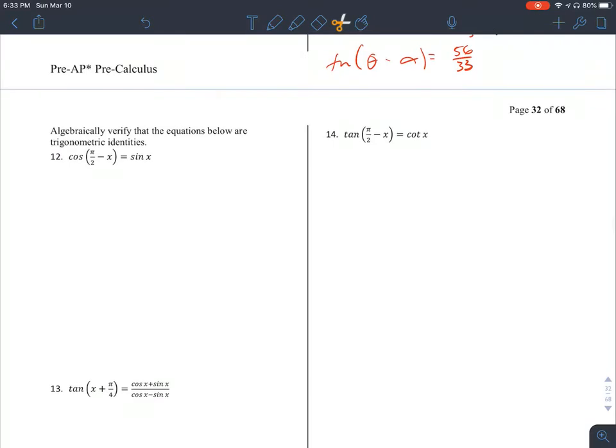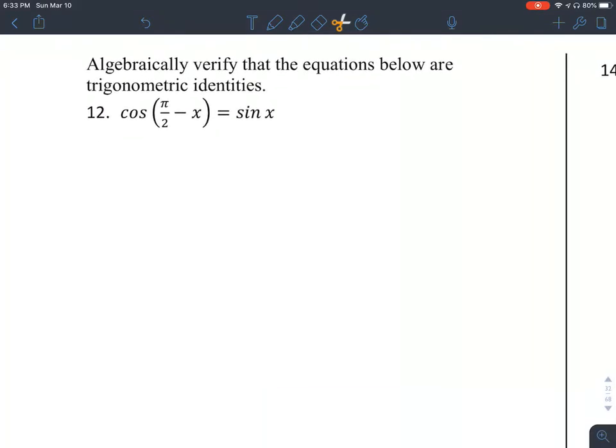Boy, there's a lot more here, isn't there? Algebraically verify the equations below are trig identities. So let's do that.